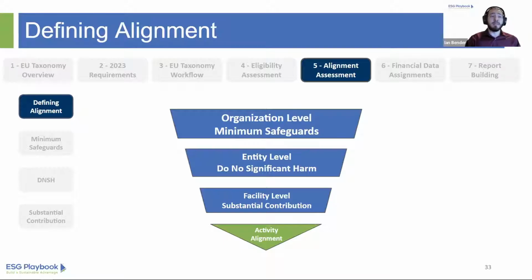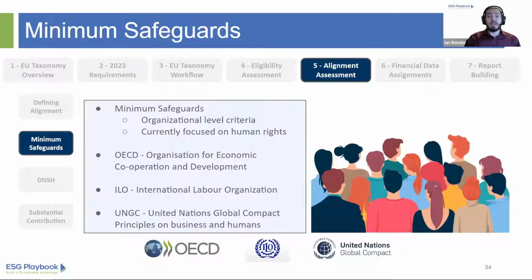Starting us off is the minimum safeguards. These would be the organization level criteria, so you'd only have to answer these criteria once for your whole company. They're focused on human rights, and the criteria are based on the below organizations' requirements for policies on those human rights. We have the Organization for Economic Cooperation and Development, the OECD, the International Labour Organization, the ILO, and then the United Nations Global Compact Principles on Business and Human Rights, which is the UNGC Principles on Business and Human Rights.